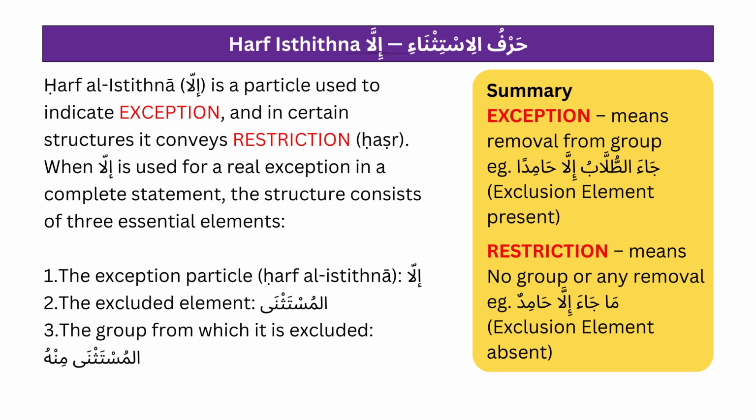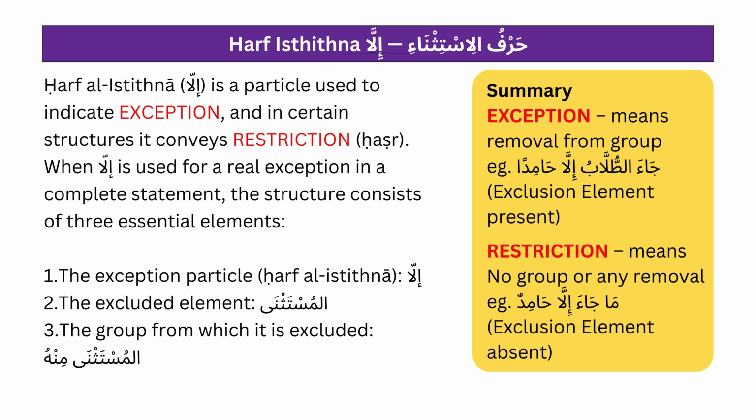Now look at the summary box on the slide because it gives the key difference. First, exception. This means removal from a group. In other words, the group is there, and one member is taken out. The example on the slide is جاء الطلاب إلا حامدا. The students came except Hamid. Here, the excluded element is present. Hamidan is clearly the one removed from the group.